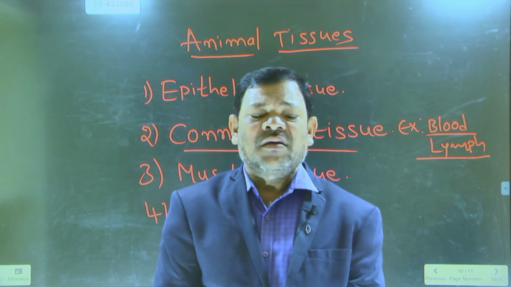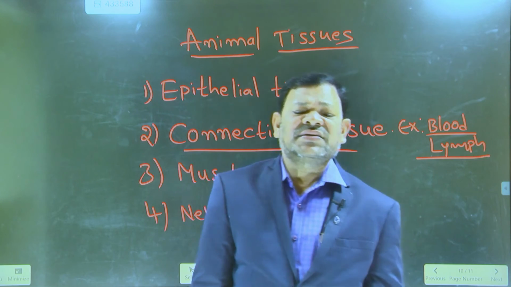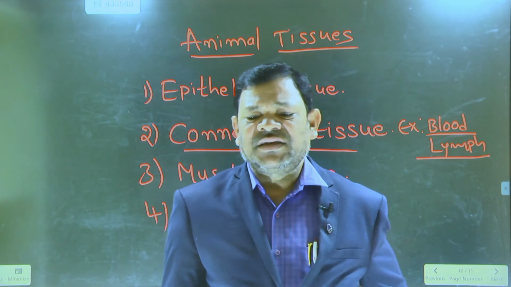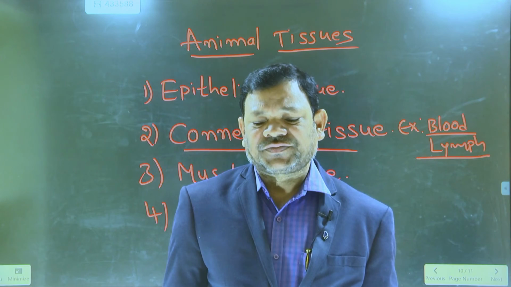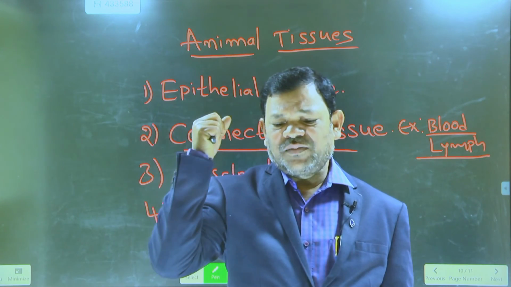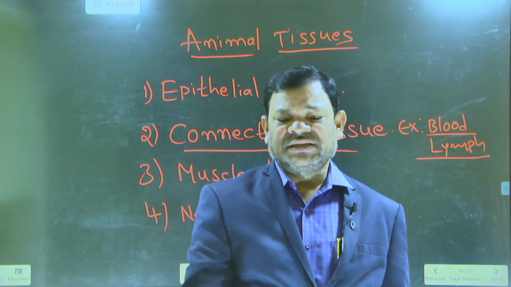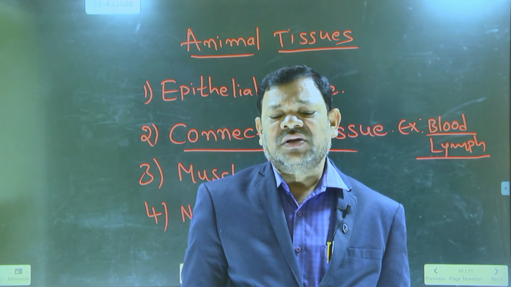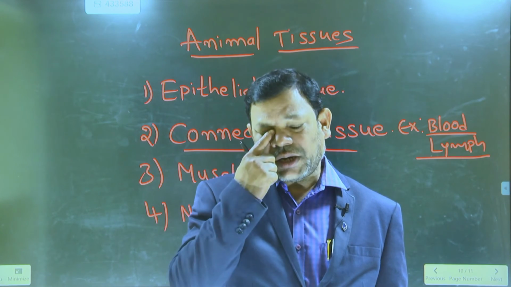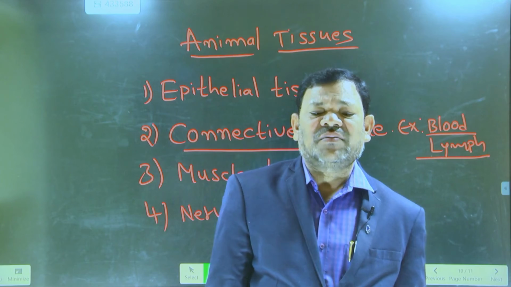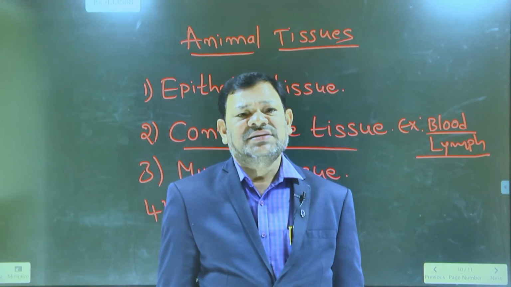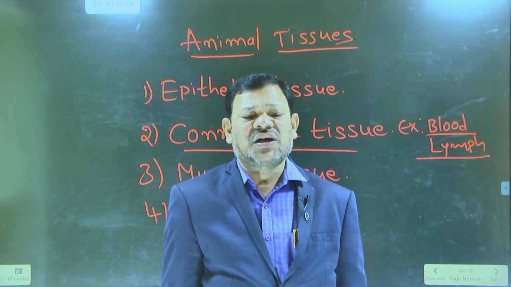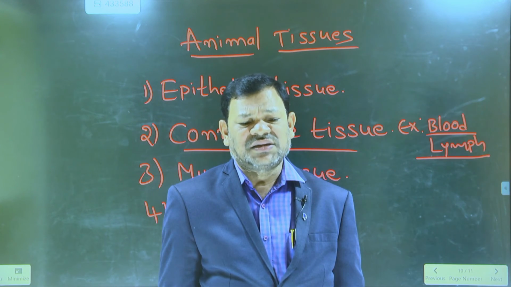Third one is the muscles. So what is the use of muscles? With the help of the muscles, we can stretch, we can hold that item, we can move the organism. So muscles are very, very important. With the help of the muscles only, organisms can move from one place to another place.